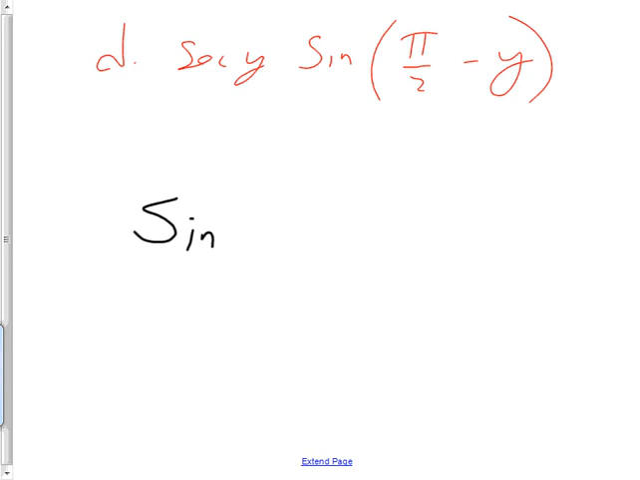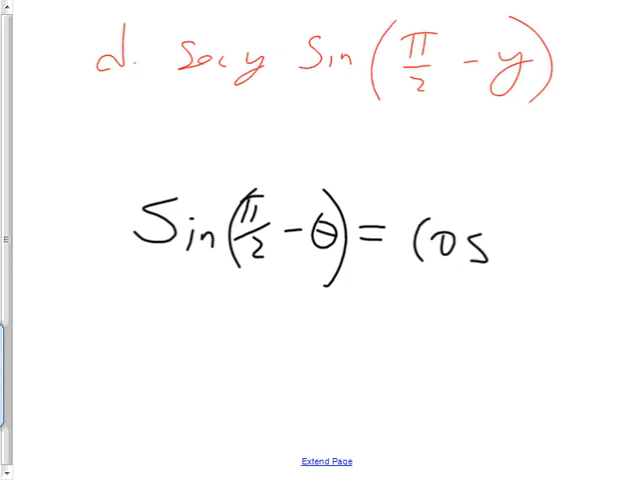For instance, here's the co-function one that's right on your list. Sine of pi over 2 minus theta is equal to the co-function. What's the partner of this one? Cosine of what? Theta. Because this and this would add up to 90. So this is like 90 minus this one. If this one was, let's say, 40, then this would be 90 minus 40, which is 50. Remember how those go together? If nothing else, you need to study that list.